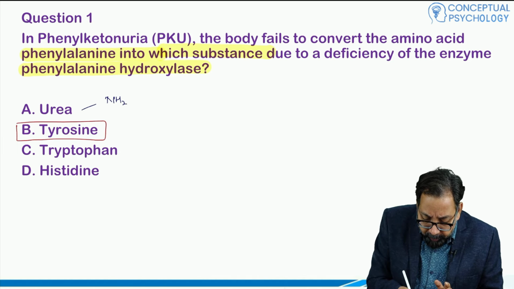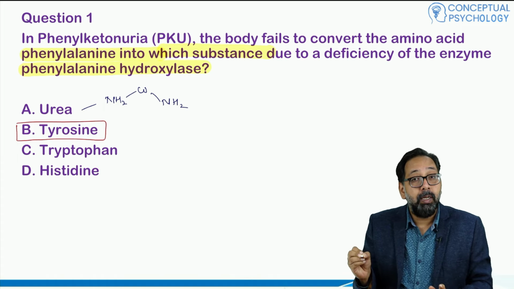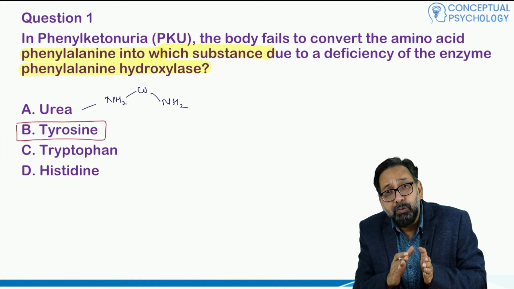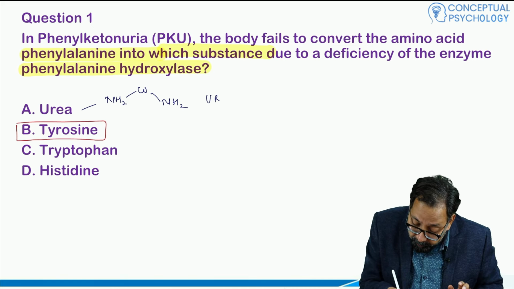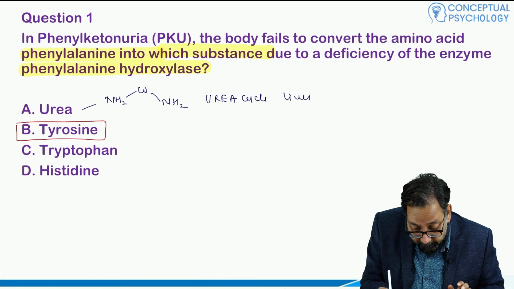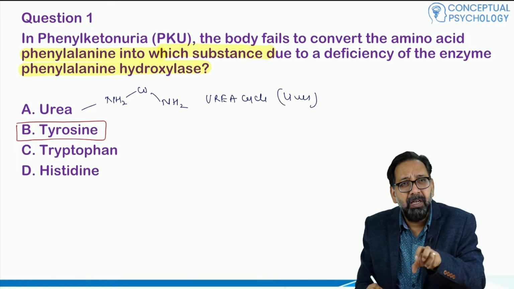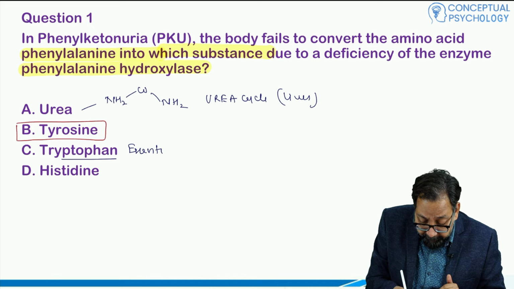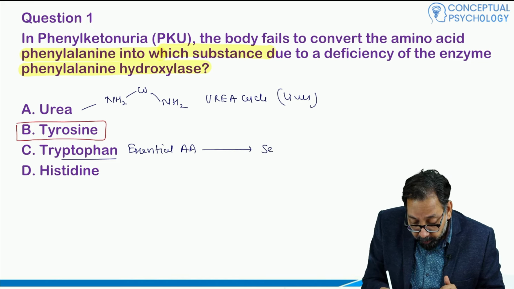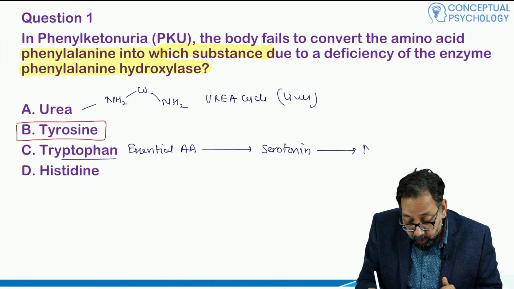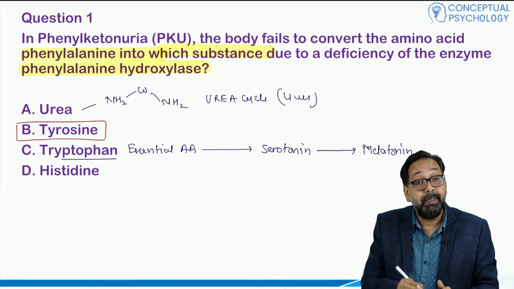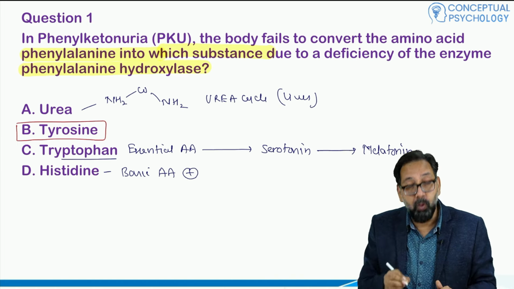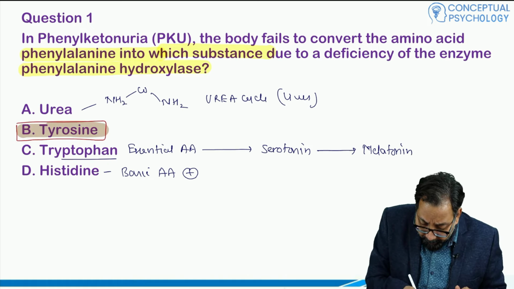Urea is NH2, CO, NH2. We know that ammonia is very toxic. In the liver, by the urea cycle, ammonia is converted to urea. So urea is synthesized by the urea cycle in the liver, and it is not associated with phenylketonuria. Tryptophan is also an aromatic amino acid. It is also an essential amino acid, and it is metabolized to serotonin, which is further metabolized to melatonin. Histidine is a basic amino acid having positive charge, not related to phenylketonuria. Answer is tyrosine.